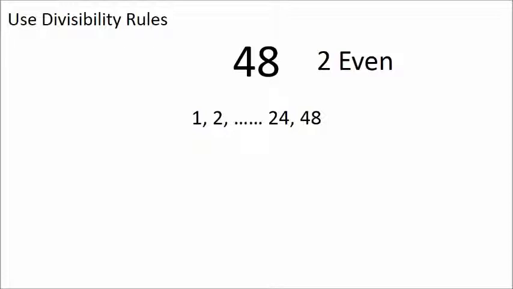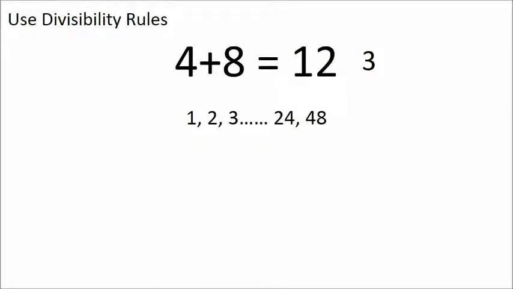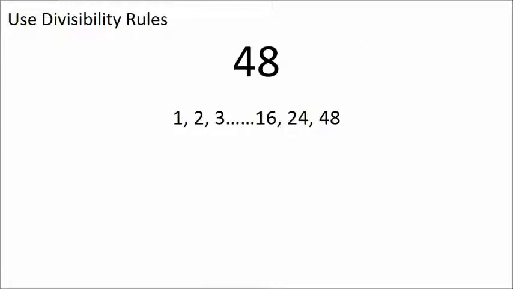So let's go to 3. In a second, we're going to use the divisibility rule of 3. So the divisibility rule of 3 is 4 plus 8 equals 12. So is 12 divisible by 3? Yep, 12 is divisible by 3. So therefore, this is divisible by 3. So let's see. 48 divided by 3 is going to be 16. So we know that 16 is also a factor of 48.